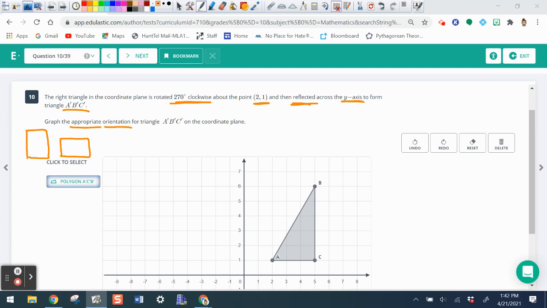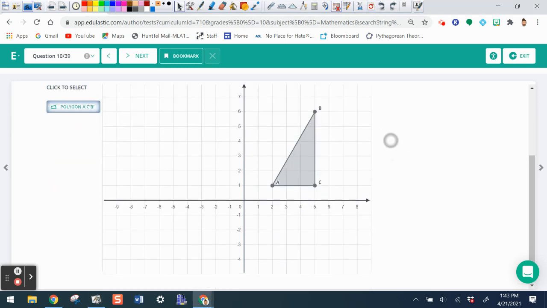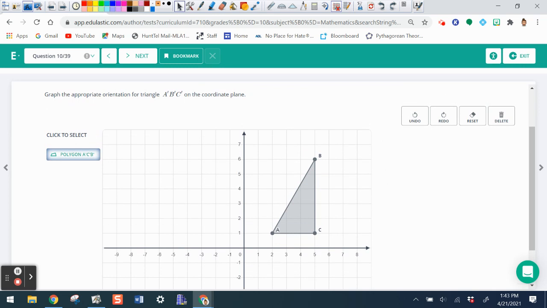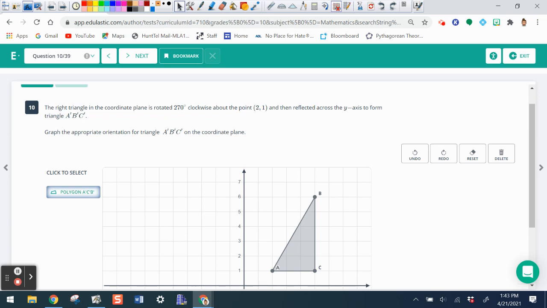So just really kind of the direction of it. And they really emphasize that with the triangle. There's kind of this overall direction of it pointing up, if you will. So it says graph the appropriate orientation for triangle A prime, B prime, C prime on the coordinate plane. So let's see how this graphing option works. So they tell us over here, we're going to click to select, and then we'll actually graph our triangle. So we need to figure out, where are A prime, B prime, and C prime going to be?